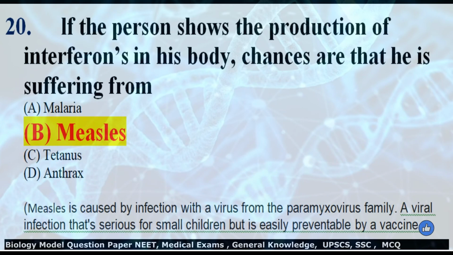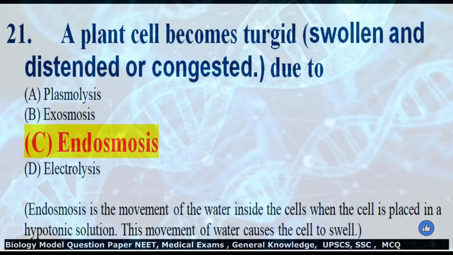Question number 20. If the person shows the production of interferons in his body, chances are that he is suffering from measles. Measles is caused by infection with a virus from the paramyxovirus family. A viral infection that is serious for small children, but it's easily preventable by a vaccine.